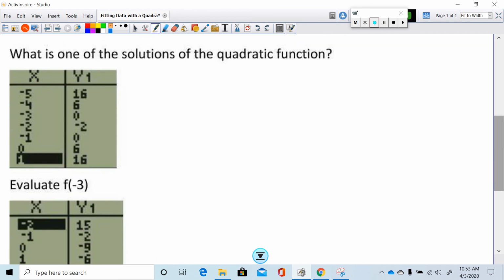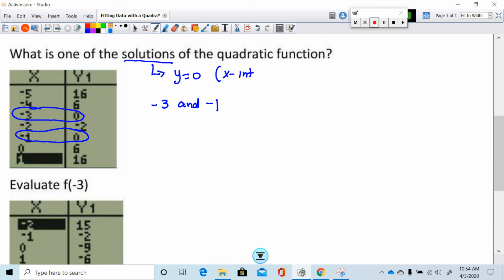Okay, which one of these is the solutions of the quadratic function? A solution is where y equals 0. So I actually have 2 solutions here. I have -3 and where y equals 0 right here. Another name for that is your x-intercepts. So the x-intercepts are the solutions. So I have 2 of them, -3 and -1.